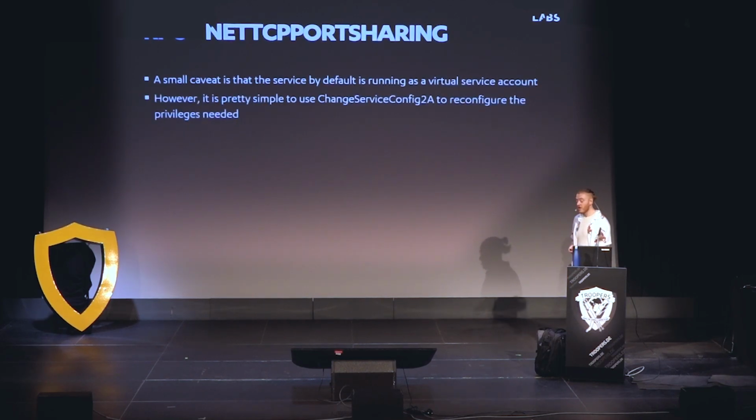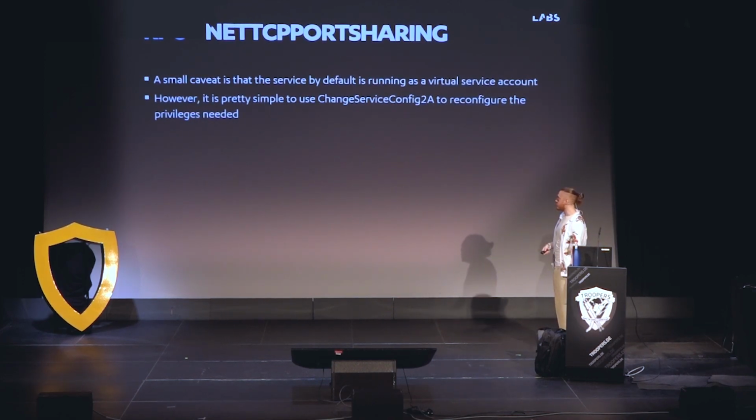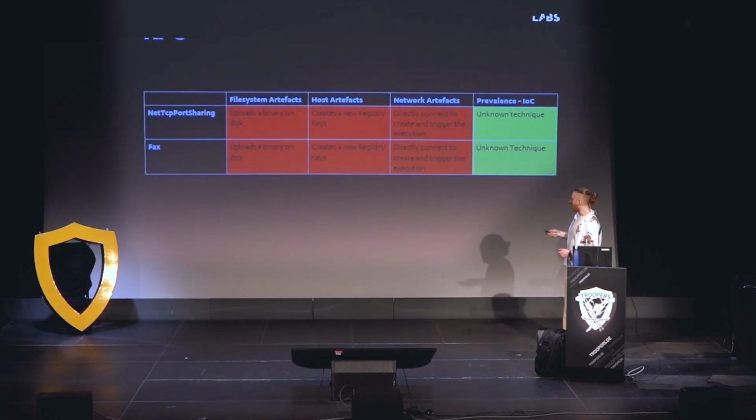is quite trivial to change that with ChangeServiceConfig2A. So you can change the configuration of a service and specify if you need additional privileges, okay? So in that case, we just added SeDebugPrivilege to the service that it was required, and then when you start the service again, you will have that privilege as well, and so you can do whatever nasty thing you want to do on a Windows host. And again, that worked pretty fine, and we haven't seen that documented anywhere.